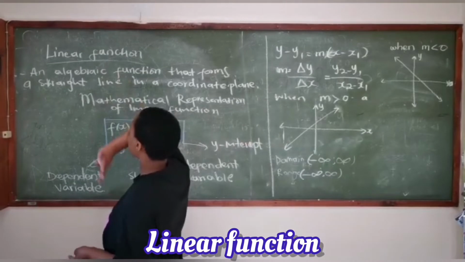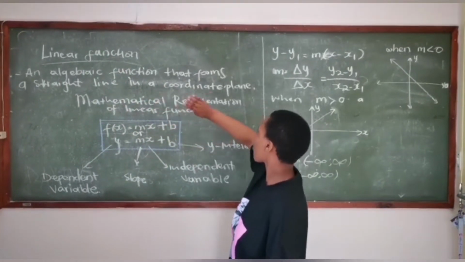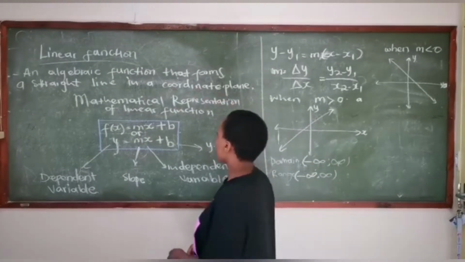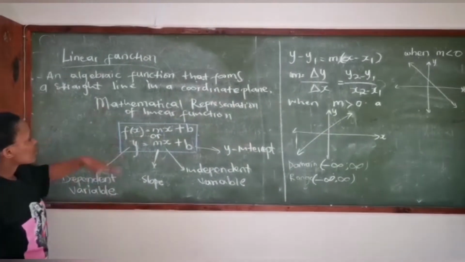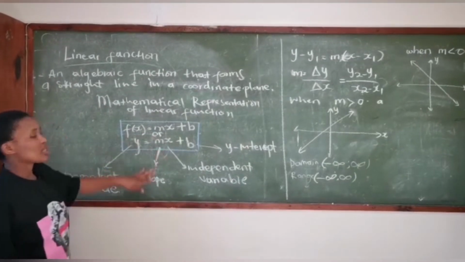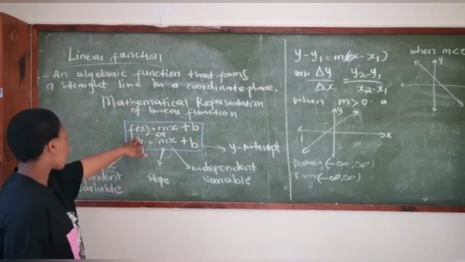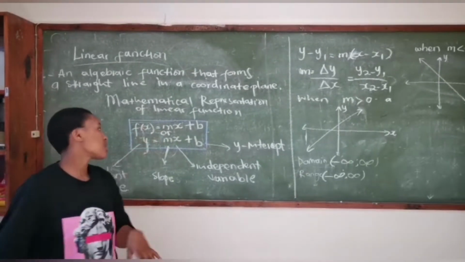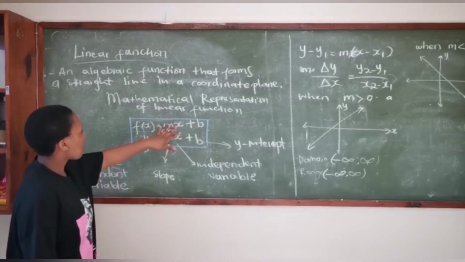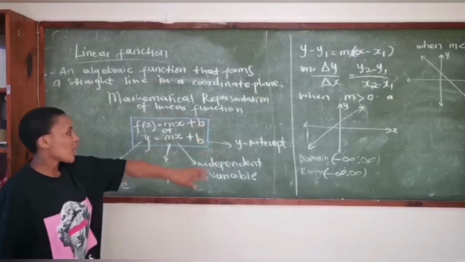A linear function is an algebraic function that forms a straight line in a coordinate plane, or you can say on a Cartesian plane. So this is the equation or the formula that you can use to represent your function. As you can see, this is f(x), one could say h(x) or g(x), it depends, is equal to mx plus b, or you can say c is your b.